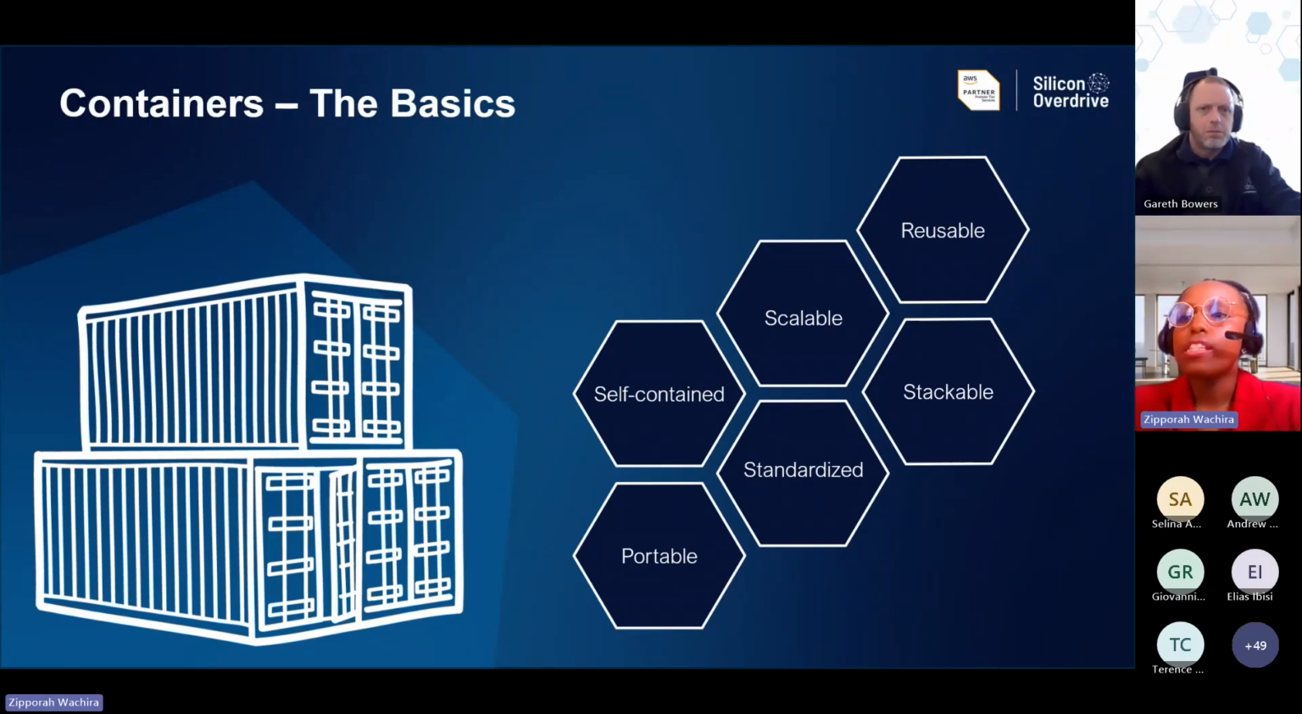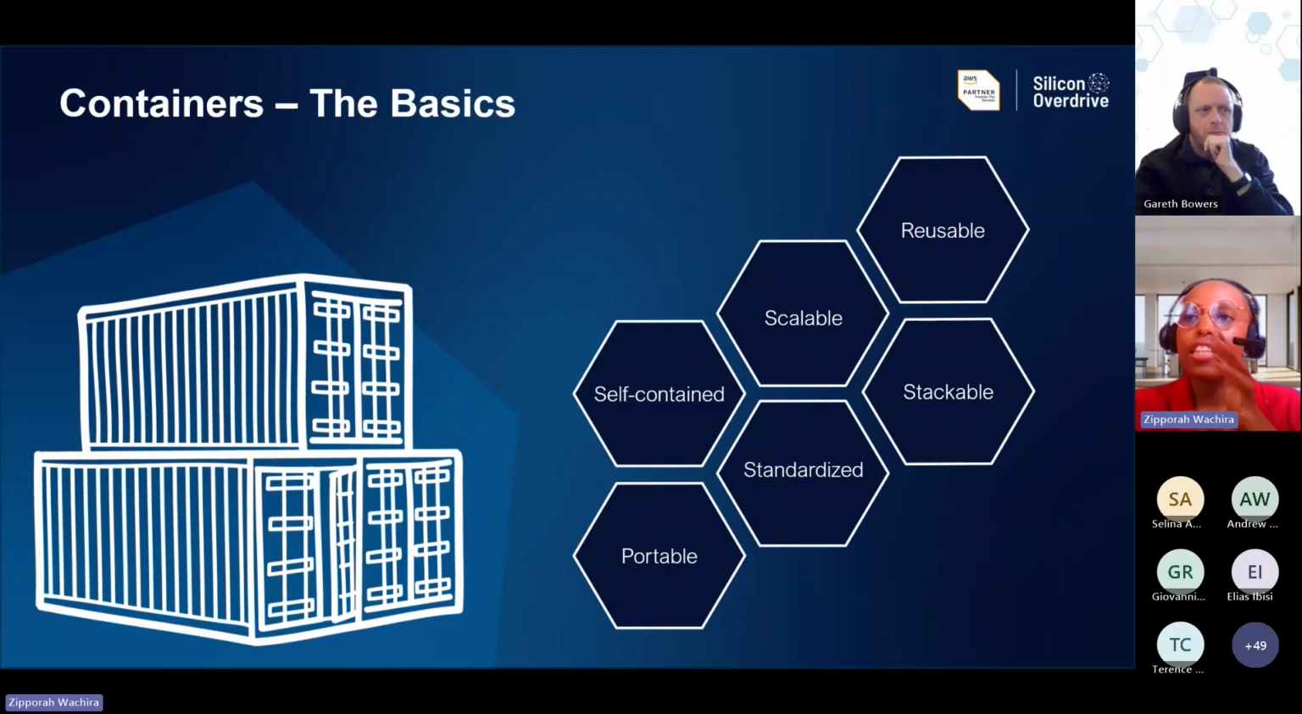Then, of course, if you want to import a large number of goods, it's as simple as getting more containers. If it's only a small number of items, then you use fewer containers, maybe one, maybe two, depending on the size. So there is also an aspect of scalability that you can get from this.